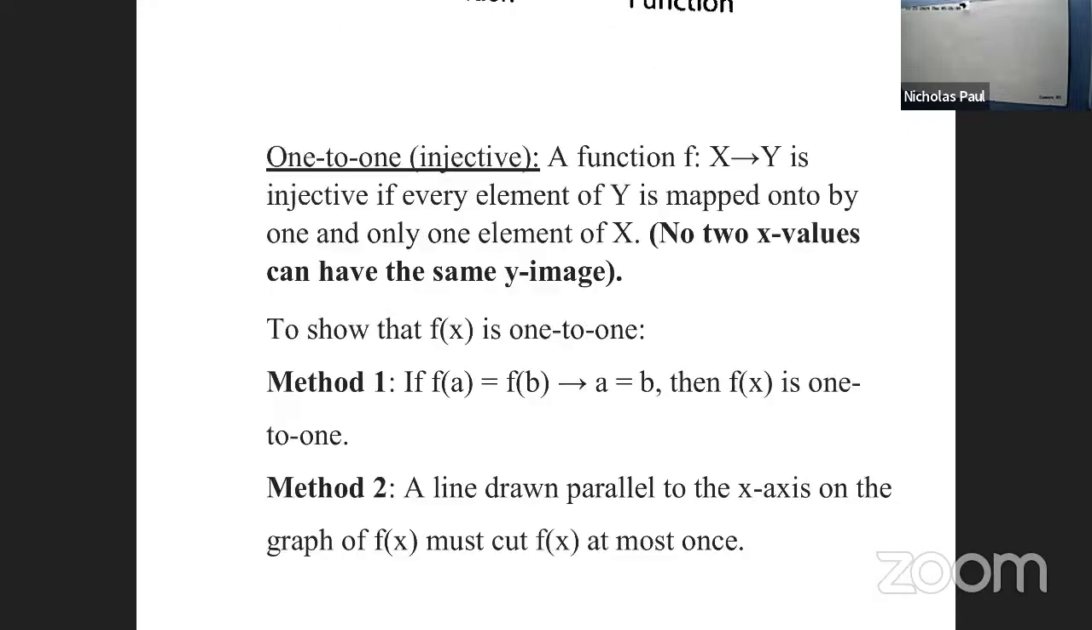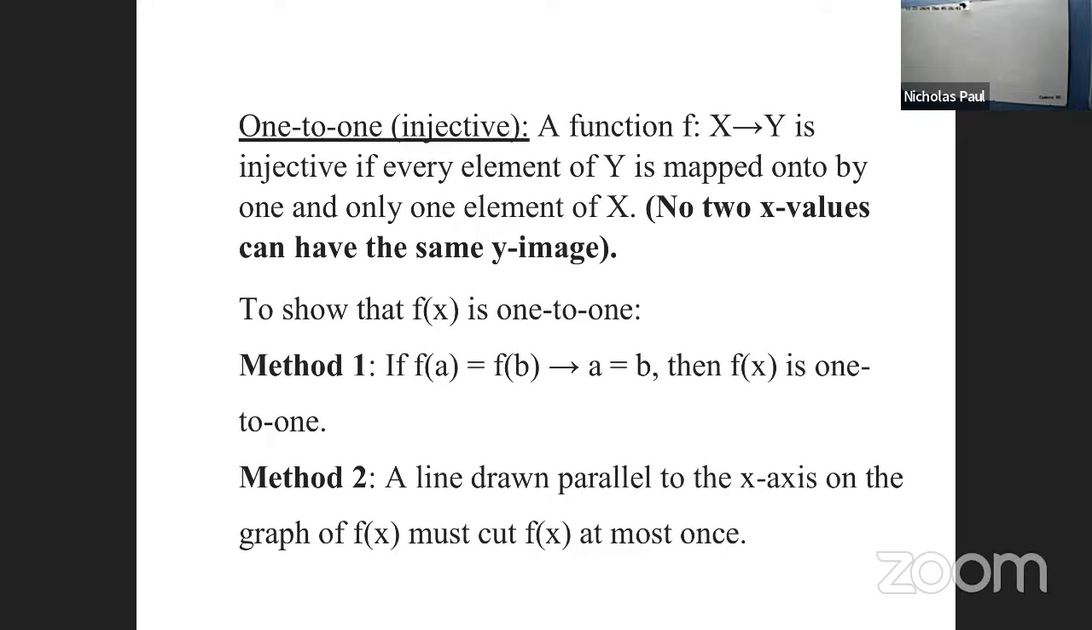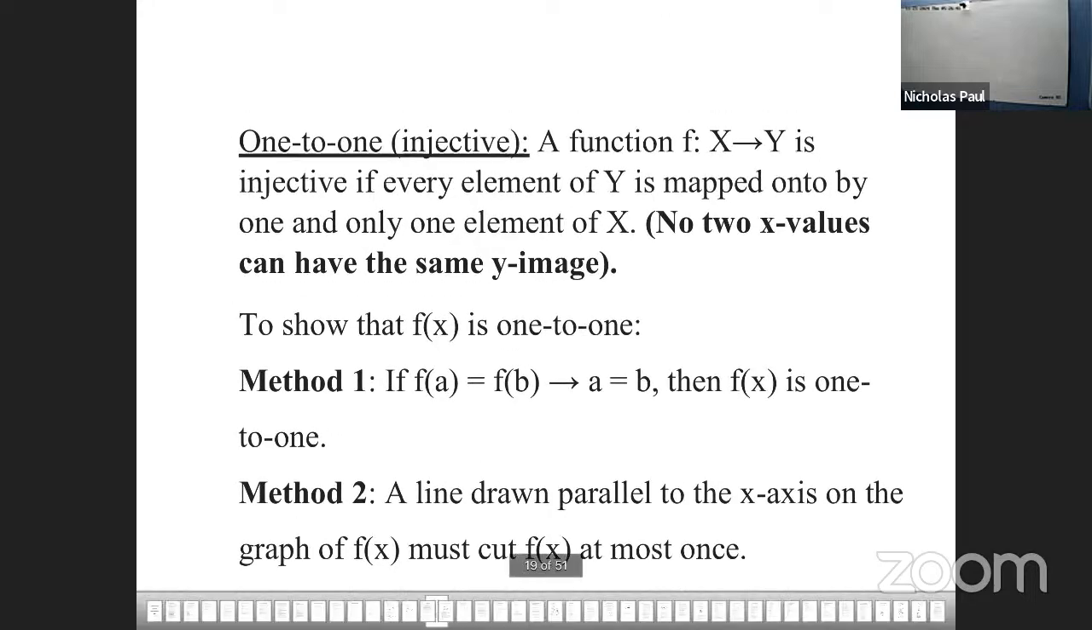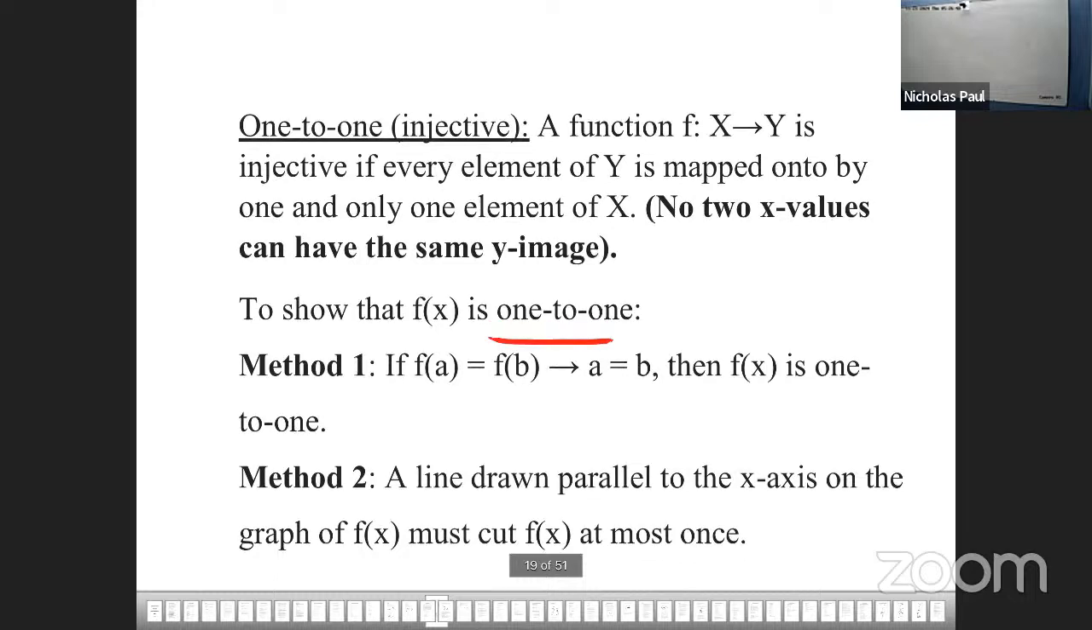How do we know if a function is injective now? To show a function is injective, basically it means that the function is a one-to-one mapping. So a function f from x to y is injective if every element of y is mapped onto by one and only one element in x. So for example, in a one-to-one function, say this is 1 and 2, 7 and 8, every value in x is mapped to one value in y, and one value in y is mapped to one value in x. Okay?